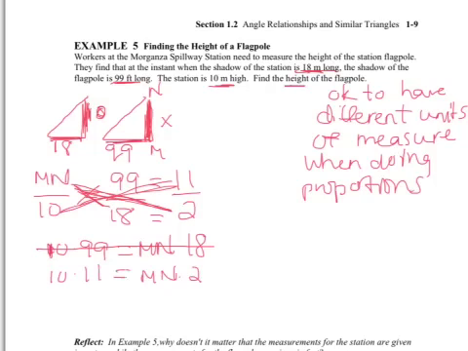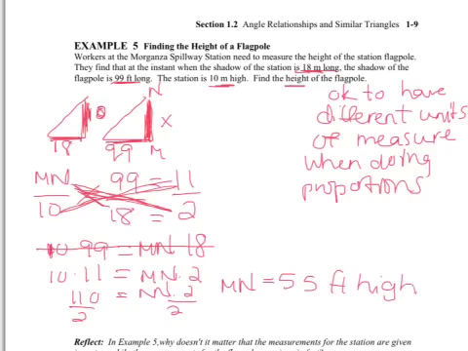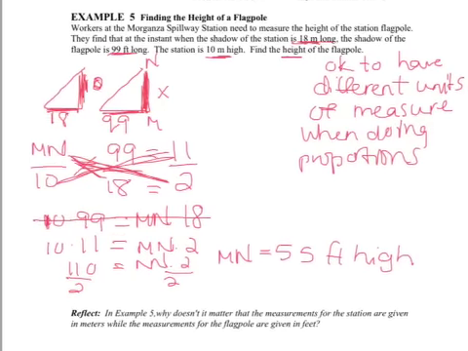So then if I multiply these out, I would have 110 is MN times 2. If I divide both sides by 2, then I would know that MN equals 55. So our flagpole is 55 feet high. And then if we scroll down the page for one more, I hope that wasn't too confusing for you guys.